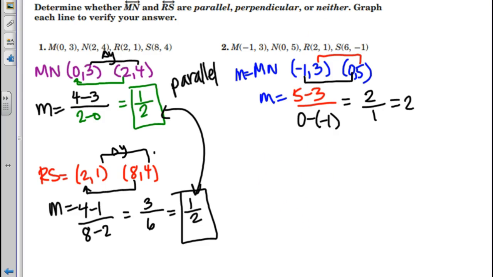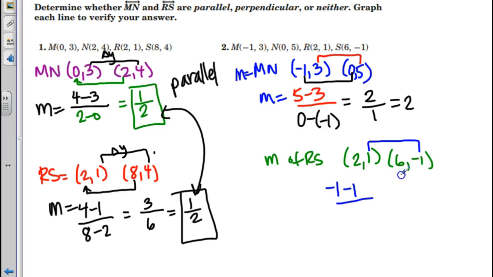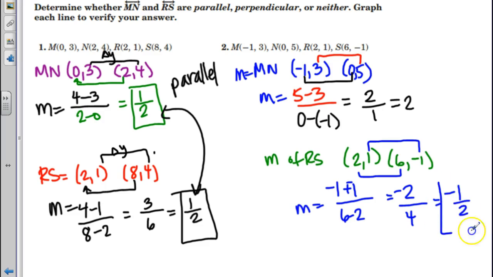All right, let's move to slope of RS, and we're going 2, 1, and 6, negative 1. All right, here we go. Change in Y, negative 1 minus 1 over change in X. So I have negative 1 minus 1, which is negative 2, over 6 minus 2, which is 4. That reduces to negative 1/2.